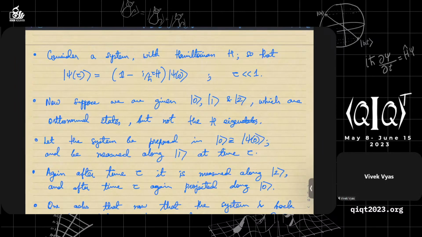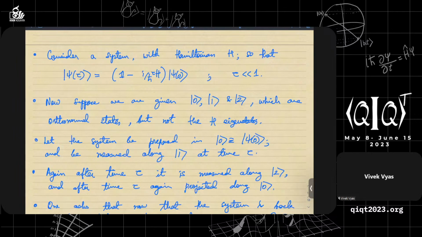Now suppose in this problem you have three orthonormal states, 0, 1, and 2. Some general states. They need not be any particularly interesting states. They need not be eigenstates of something. Certainly, we are assuming that they are not Hamiltonian eigenstates. That's crucial right now in this example.